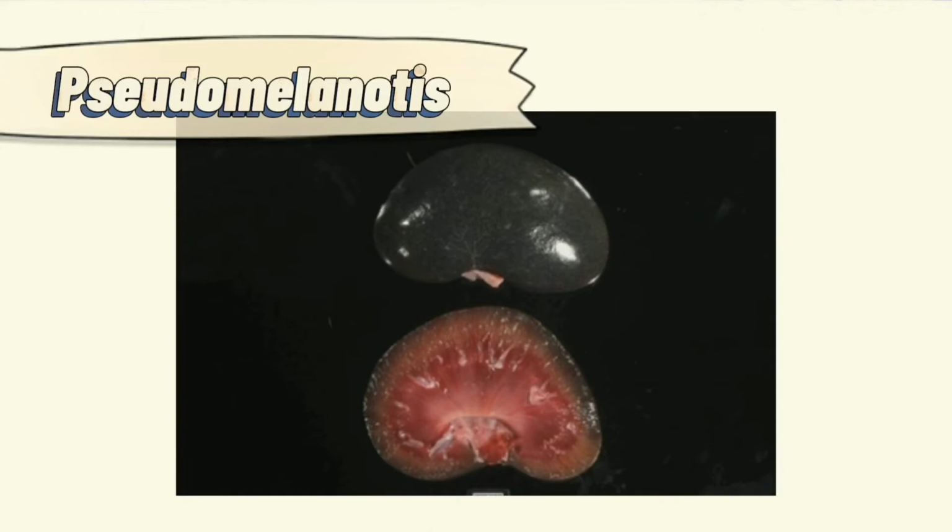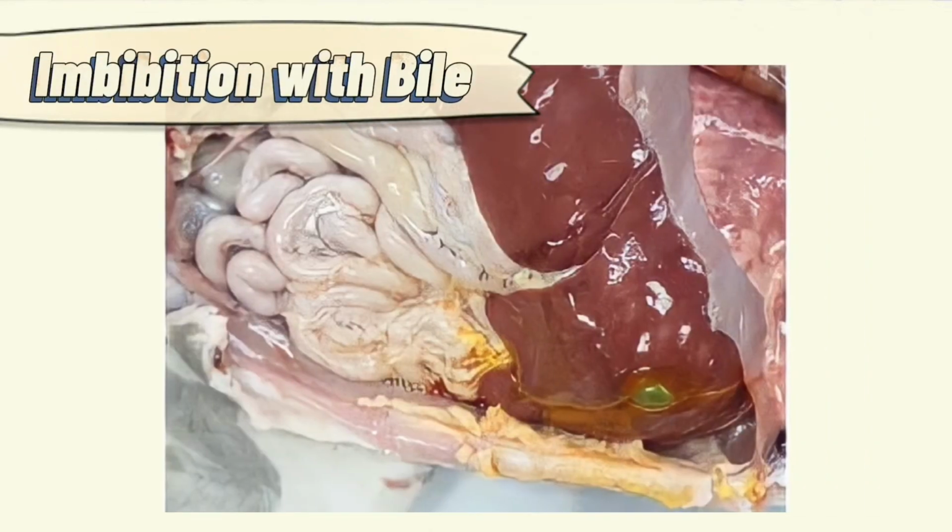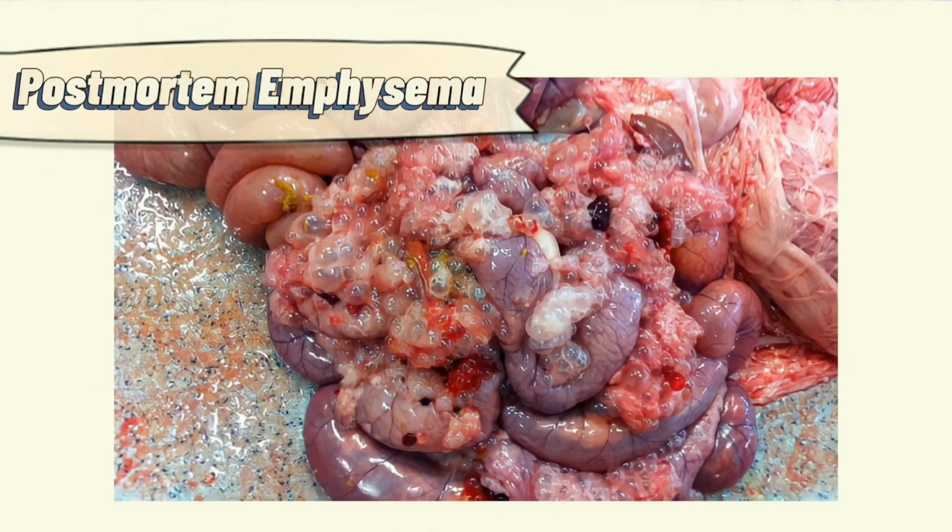After the pseudomelanosis, the imbibition with bile is the next postmortem change. Imbibition with bile is the yellow pigmentation of tissue occurring near the gallbladder when bile pigments diffuse into the surrounding tissue. The next is the postmortem emphysema. It is the accumulation of gas in tissues as the result of bacterial fermentation.